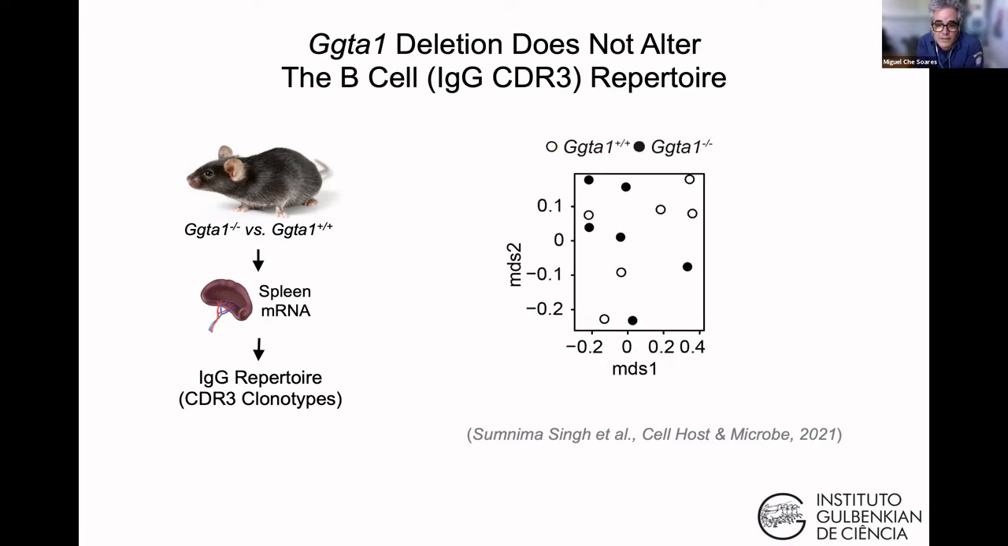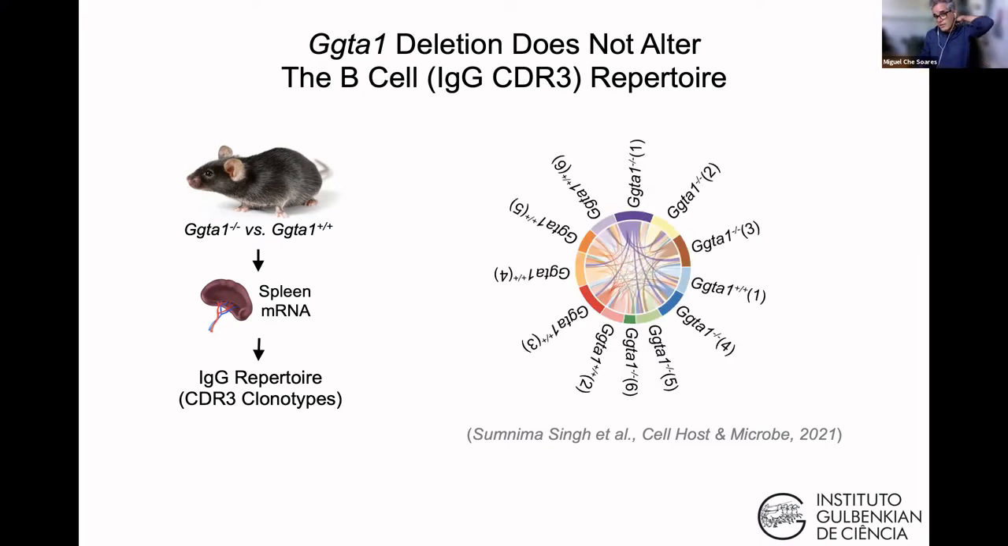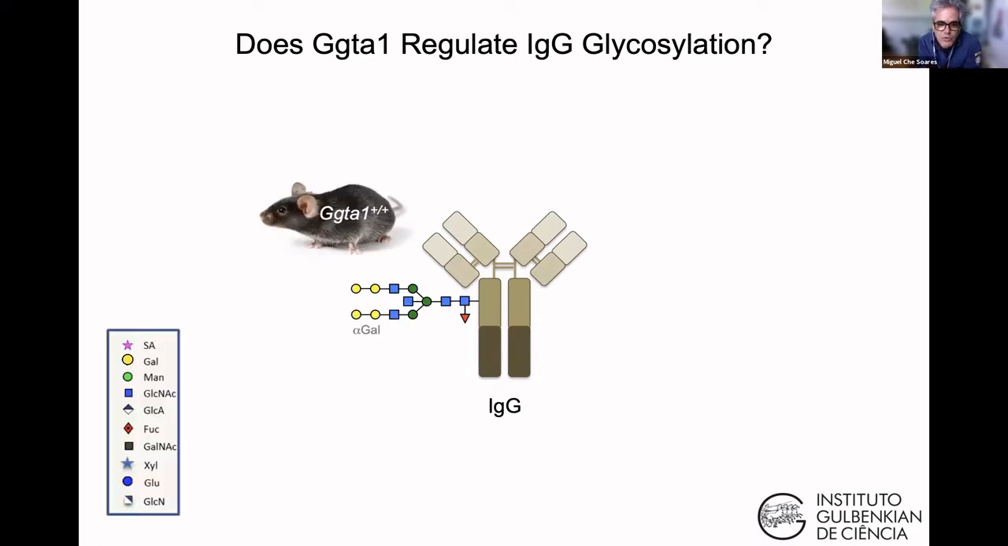They cannot segregate these mice according to their IgG repertoire in any way, shape, or form. So same repertoire, same ability to recognize, but very different in the protective effect of these IgGs. So very puzzling, and we turned to an alternative hypothesis, which was to say, well, perhaps the issue with the alpha-gal is the alpha-gal that is expressed on the IgG itself.